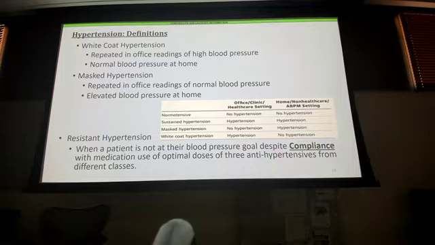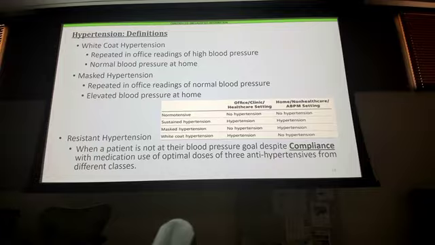So white coat hypertension, if somebody truly has it, is whenever they come to the doctor's office or the provider's office, their blood pressure is elevated. But if I took that blood pressure at home, it'd be normal. Okay? That is the definition of white coat hypertension. Okay?